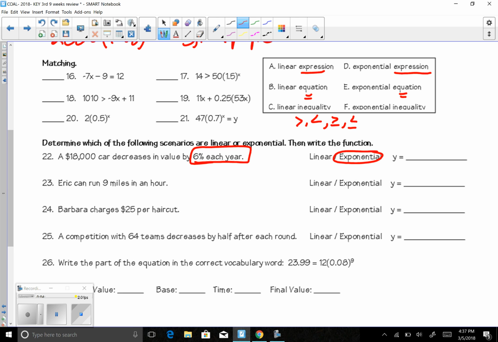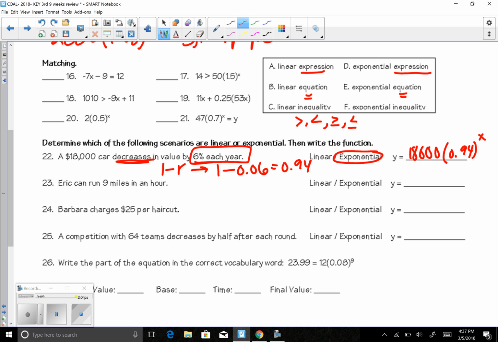So a decrease, that would be 1 minus r. So that will be 1 minus 0.06, which is 0.94. So this would be 18,000 times 0.94 to the x power for your function there. Hopefully you guys can do the rest.